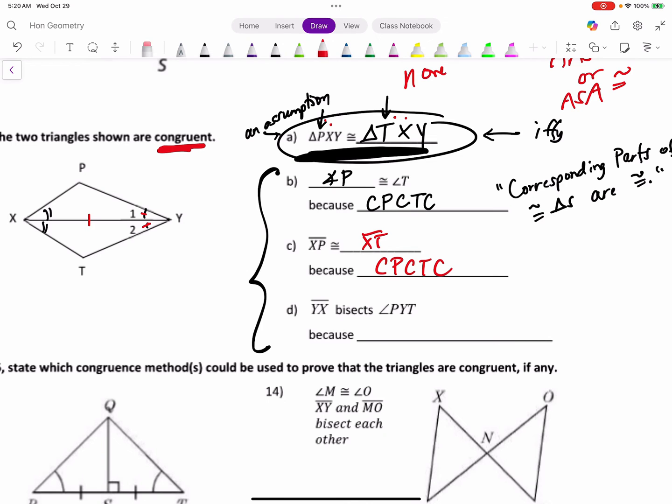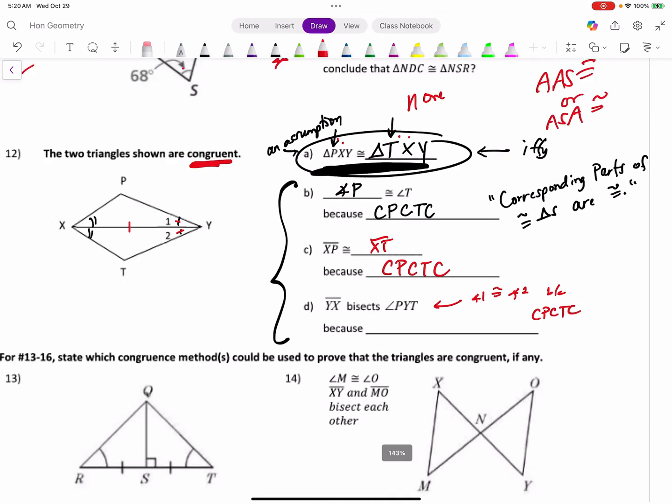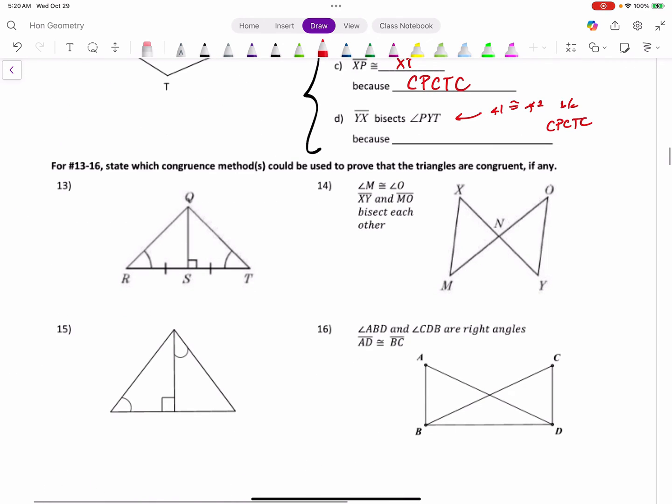Because we know this because, what should we put? Oh, we're saying why do we know it bisects it? Never mind. I'm totally misunderstanding the directions. We know this because angle 1 is congruent to angle 2 because corresponding parts of congruent triangles are congruent. Okay. All right. The next 4 do the same thing.